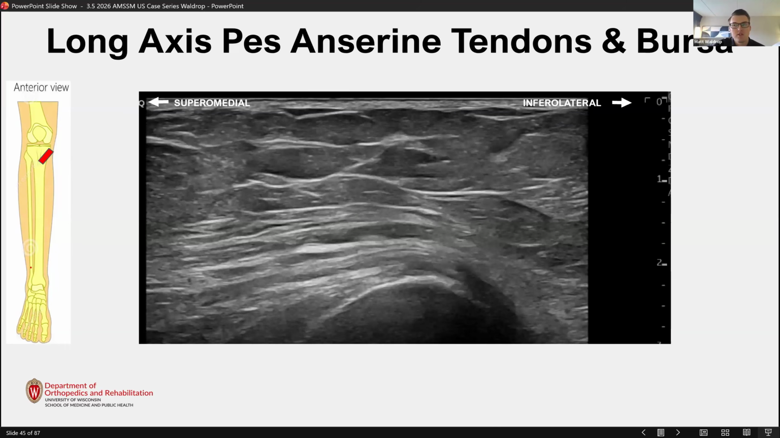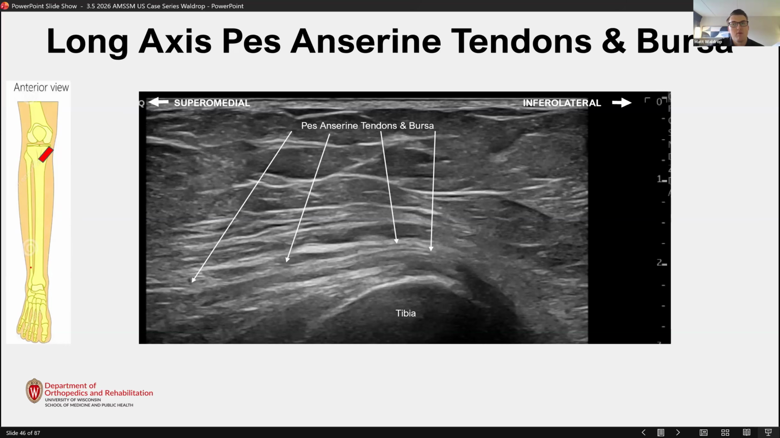If we rotate our transducer 90 degrees, we can evaluate the pes tendons in long axis and follow them to their insertion on the tibia. This also allows for a better view of assessing the pes bursa itself. Our patient didn't have any fluid present within their pes bursa.